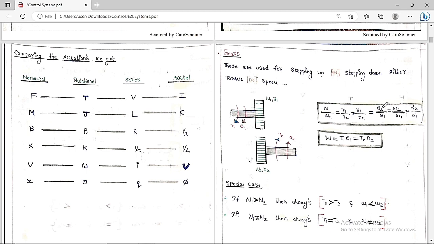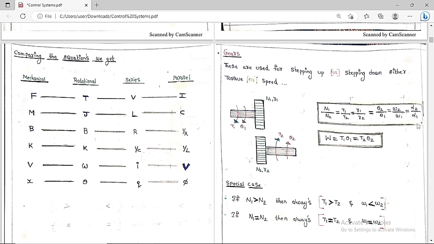Theta 2 is nothing but d omega 2 by dt, and theta 1 is d omega 1 by dt. If we take the ratio, we are going to get omega 2 by omega 1. Now angular velocity is always directly proportional to acceleration also, so alpha 2 by alpha 1. So you can see clearly, NPR: N1 by N2 is equal to T1 by T2 is equal to R1 by R2.